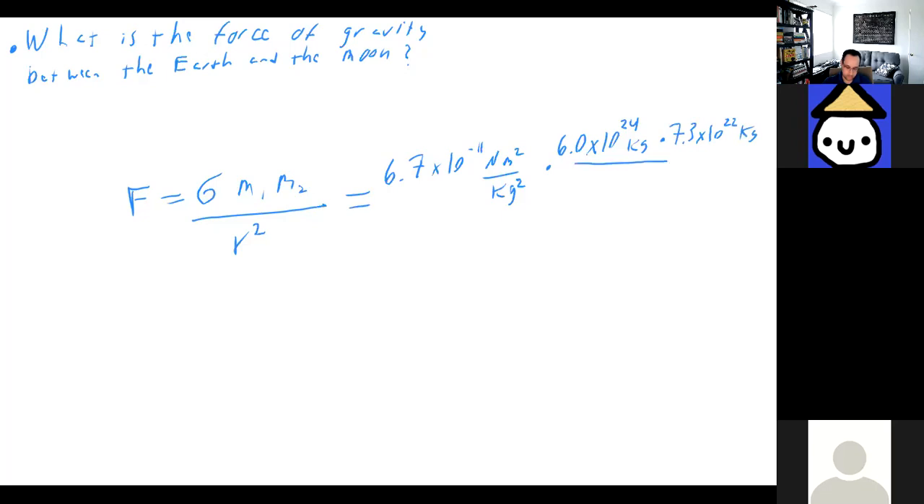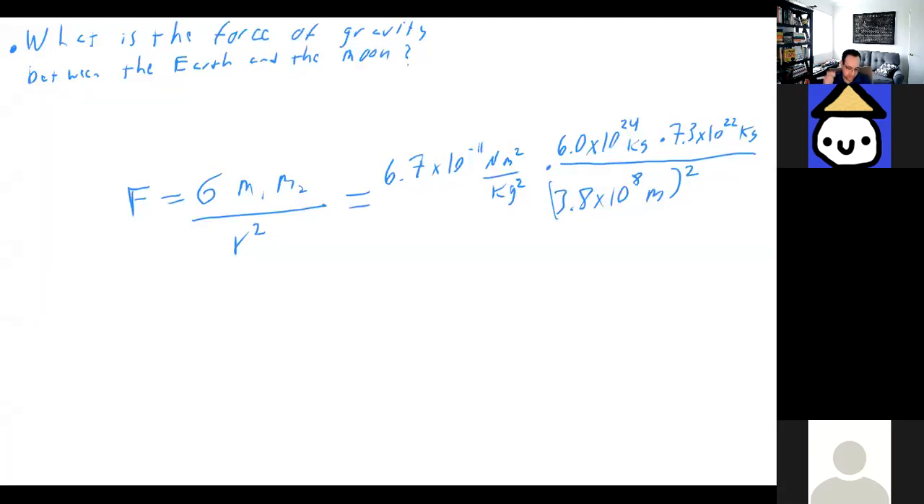Okay. All divided by the square of the distance between them. So it turns out that it's 3.8 times 10 to the 8th meters. And then this whole thing needs to get squared. Okay, so that's going to be fun. I'm going to actually do that one on my calculator, but I'll double check it with just normal math.